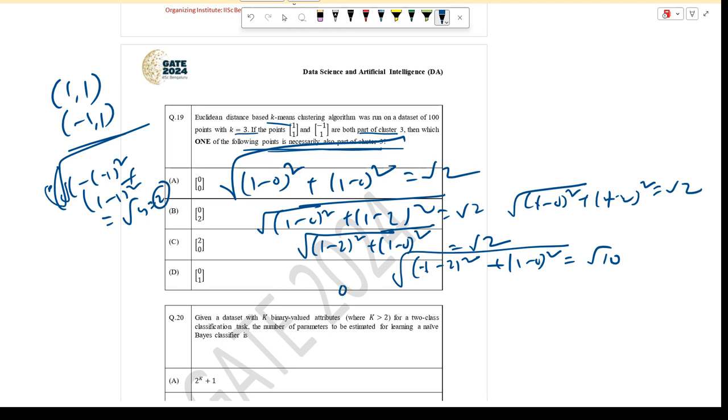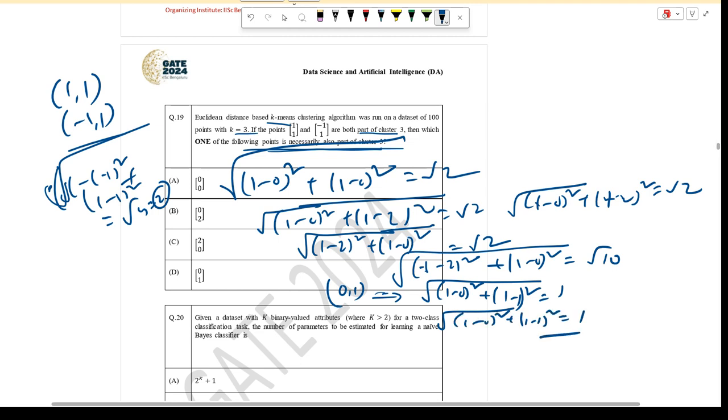Okay, and from the 0 1 point it is root over 1 minus 0 square, 1 minus 1 square, this is 1. Okay, so only option D, 0 1, corresponds to this 1 1 and minus 1 1, so D is the answer. So the cluster point is 0 1. Last question of this thing is based on 20. We'll do it in the next video.